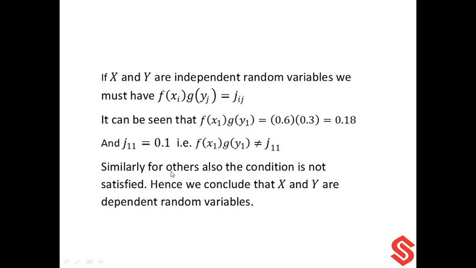So of course, similarly even other values may not satisfy the condition f of xi g of yj is equal to jij. So we conclude that x and y are dependent random variables.